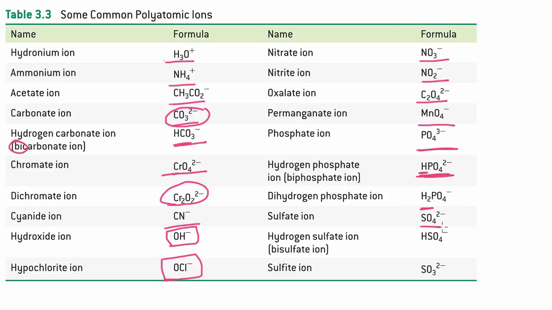Here is the sulfate ion. We have a sulfur, 4 oxygen atoms, and a -2 charge. And here, notice this, we have a sulfur, 3 oxygens, and a -2 charge. So the sulfite ion has 1 less oxygen than the sulfate ion. So yes, you need to memorize everything in this table. Now, let's go down here.